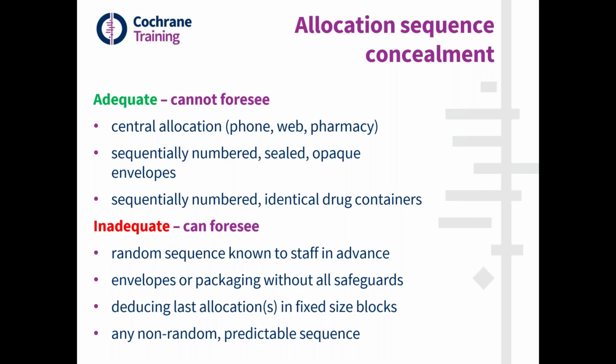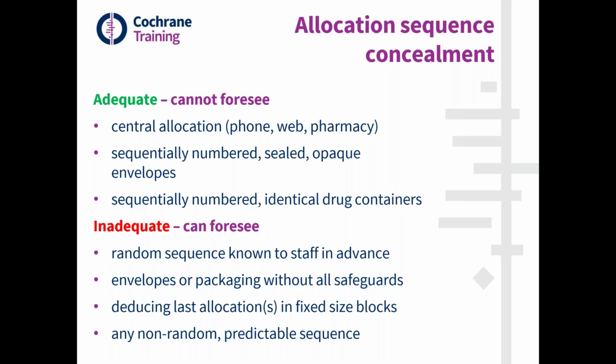And as we said, inadequate methods of allocation concealment mean that people can foresee what future allocations will be. Obviously, if the randomization sequence is known to staff in advance, that's a big problem. If, as we mentioned, the envelopes or the drug containers don't have all of the safeguards, that can be a problem. There can also be the ability to predict assignments successfully based on previous assignments in blocked randomization with a fixed block size.